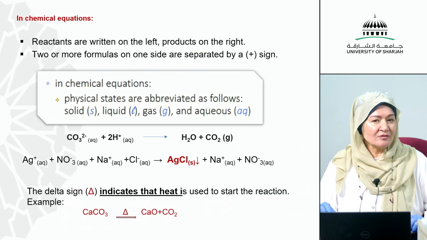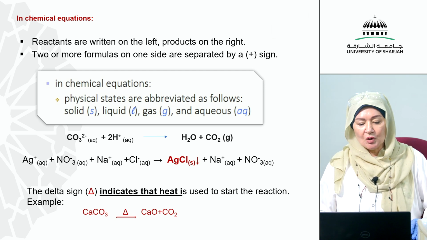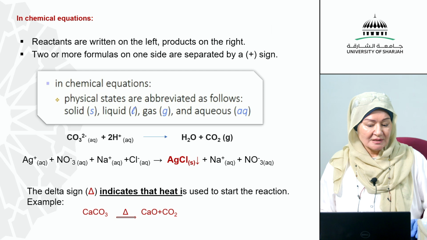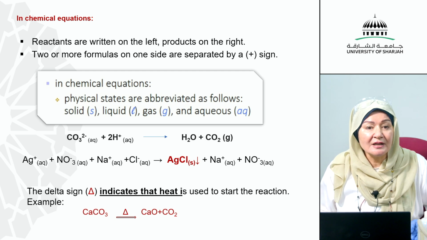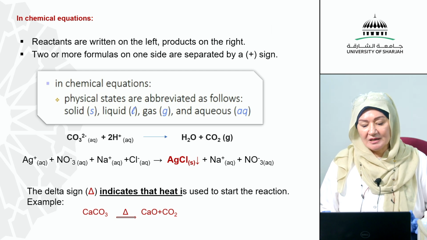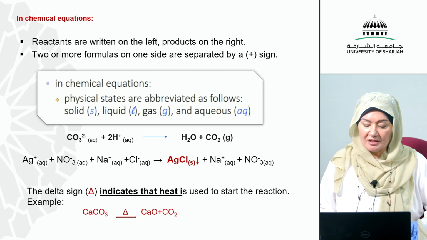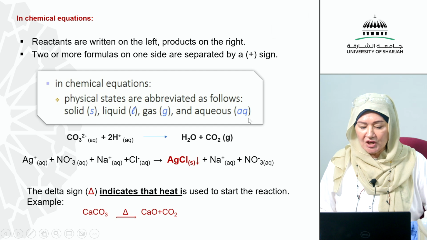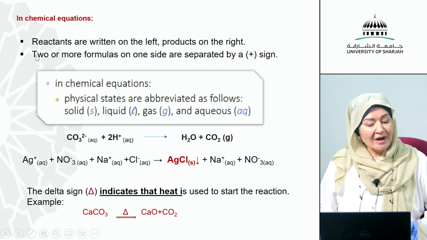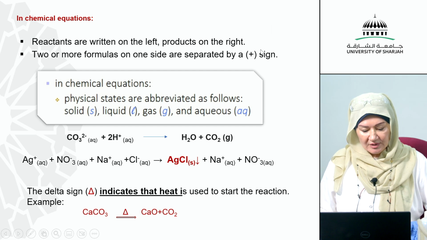But of course, we have to write abbreviations to show what exactly I got. Did I get a solid? I write S if I got it in the form of a solid. Is it a liquid? I just write L. Is it a gas? I write G. Is it aqueous? Well, then I have to write AQ. Reactants are written on the left, products on the right.